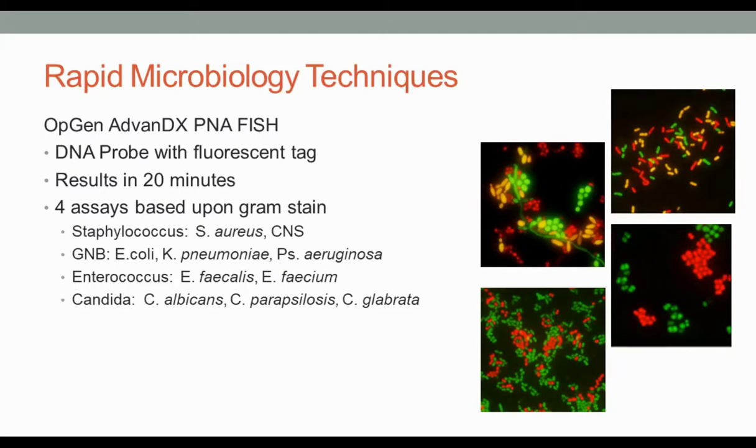The color of the organism on the slide is based upon the DNA probe which attached to the organism and determines the identification. For example, in the gram-negative bacilli kit, there are 3 DNA probes. If E. coli is present, the organism will stain green. Klebsiella pneumoniae will stain yellow, while Pseudomonas aeruginosa stains red. There are kits for 4 separate organism groups, including Staphylococci, gram-negative bacilli, Enterococcus, and Candida.